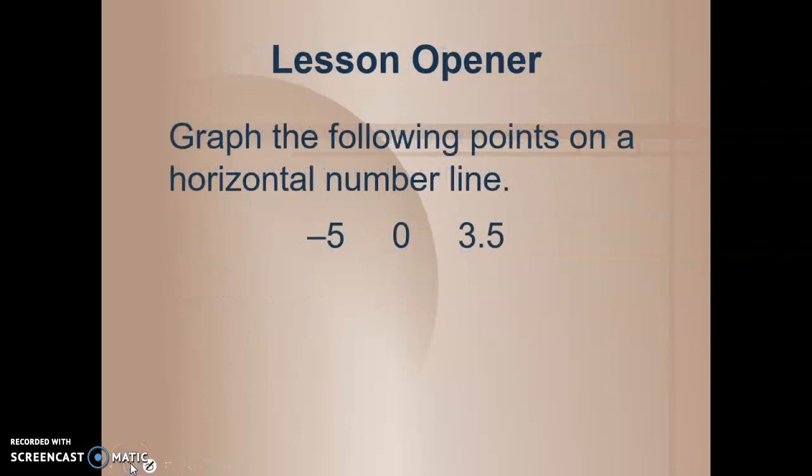Let's start with a quick lesson opener. Let's graph the following points on a horizontal number line. Well, we've been doing this all year, so you already know that's not very horizontal, sorry, but that is our horizontal number line. Hopefully you remember that 0 is our origin, so we would graph that right there. And to actually graph it on the number line, we just put a point on the number line. So that's the 0. The -5, you should know, would be somewhere down here. Not very exact. And the 3.5 might be somewhere around here.